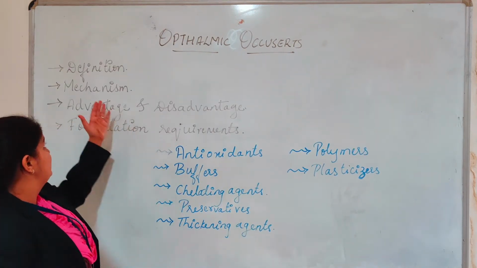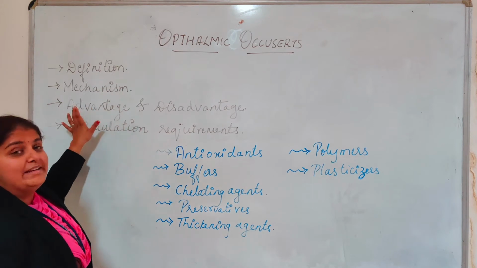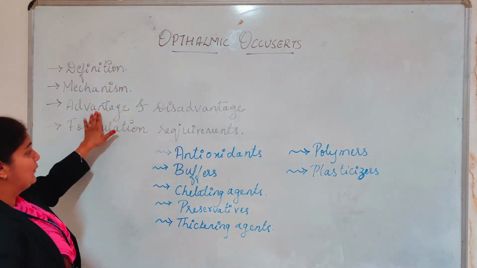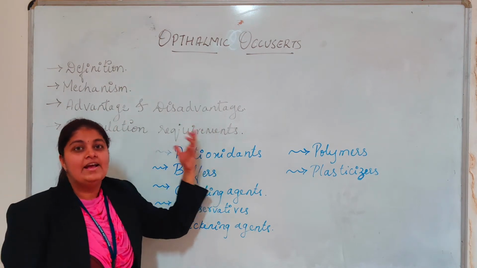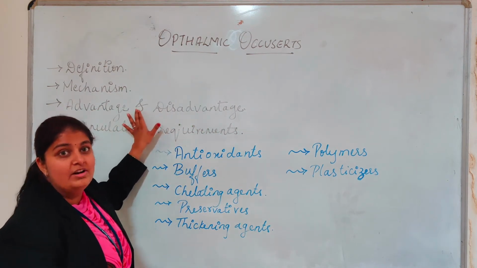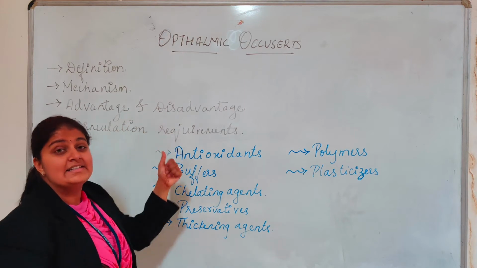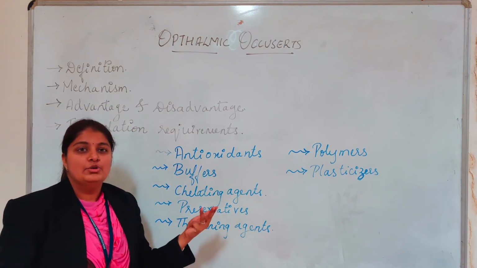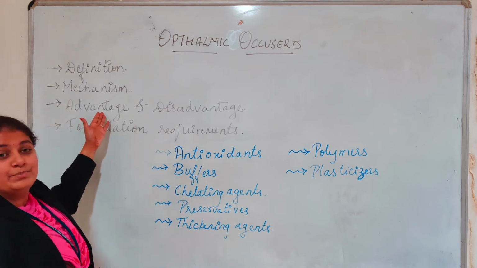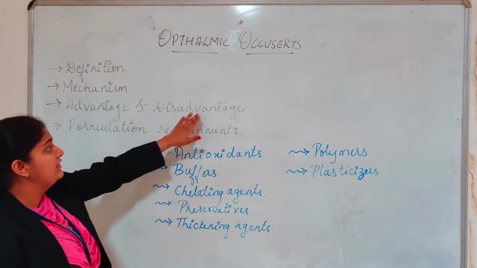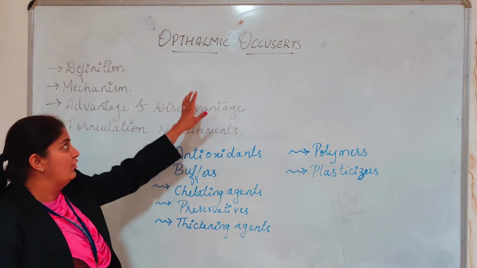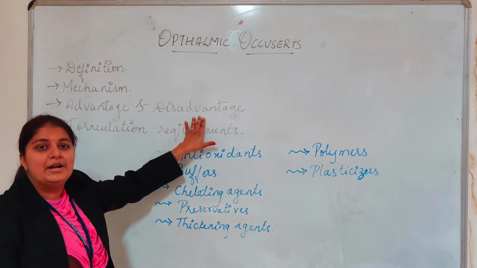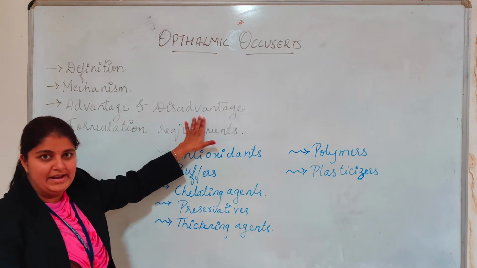As we discussed the definition and mechanism, we have many advantages and disadvantages of ophthalmic occuserts. Coming to the advantages, the greatest advantage is that it is a controlled release or sustained release formulation. It has increased bioavailability, fewer side effects, less dose required, and the patient compliance is good. Coming to the disadvantages, the presence of the ocular inserts or occuserts is felt by the patient. It cannot be administered to pediatric patients.